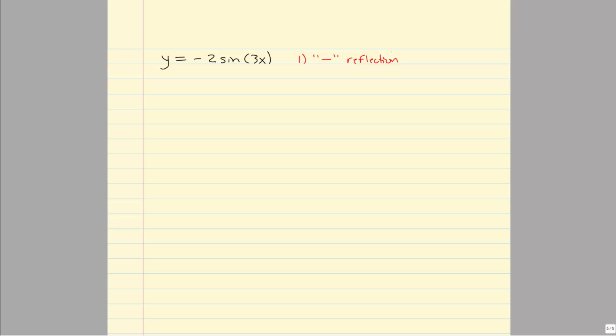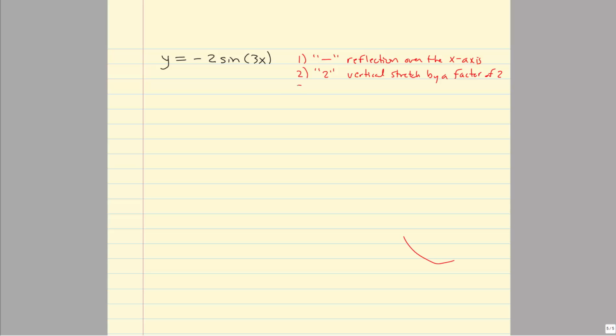Okay, and we'll see how that reflects, but it's a reflection over the x-axis. So that's our first transformation. The second transformation is the 2. This is a vertical stretch by a factor of 2.